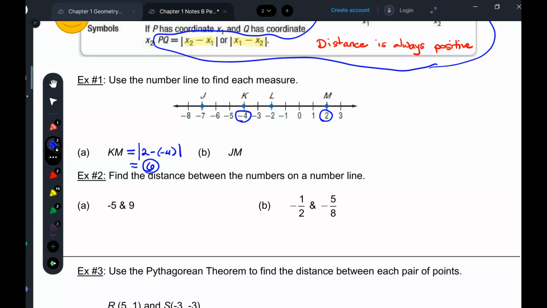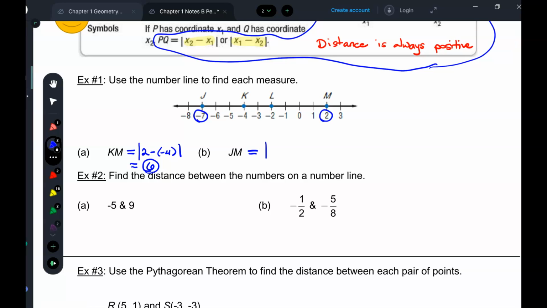Now, what if I subtracted the opposite, -4 minus 2? Does it matter? That would be -6. Take the absolute value, it's the same thing. It doesn't matter. Subtract one from the other. Is there any case where it will matter? Not on these.